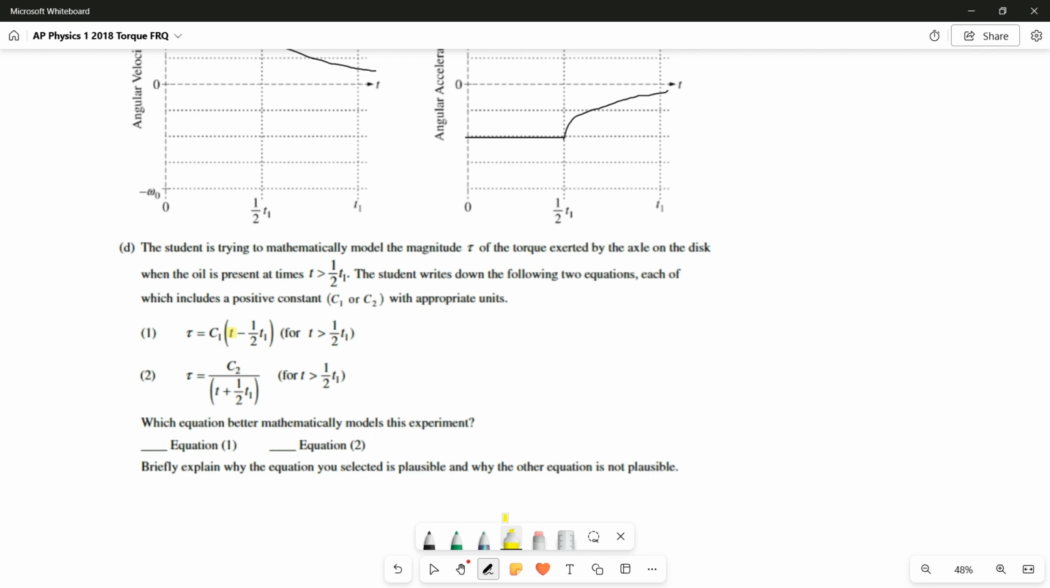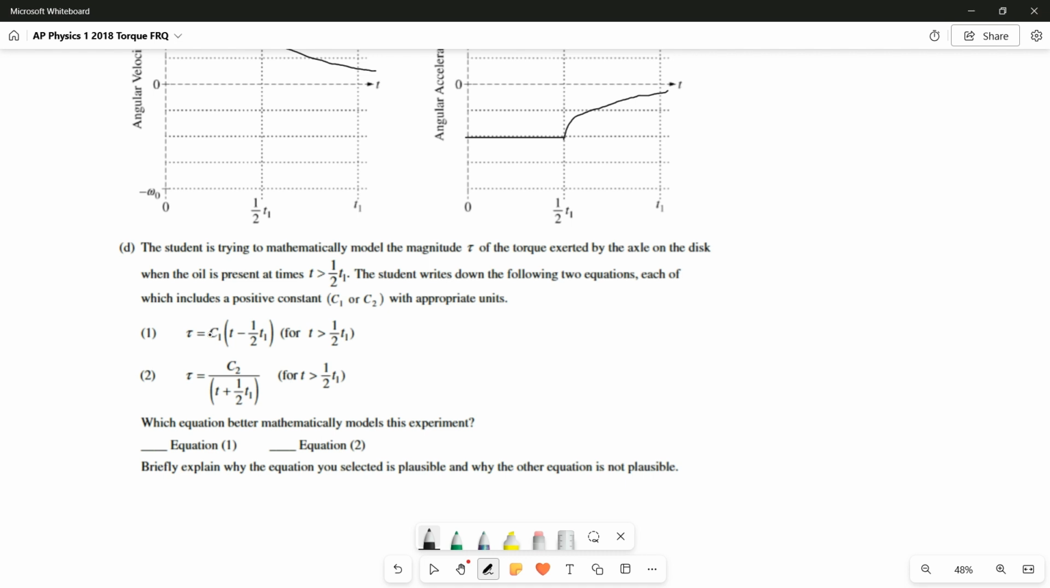For equation 1, as t approaches infinity, we note that tau will also approach infinity. Well, that doesn't quite make sense. There's no reason for the frictional torque to approach infinity. So I don't think equation 1 really makes that much sense. So we're going to put 1 on the no list for now, and let's look at equation 2.